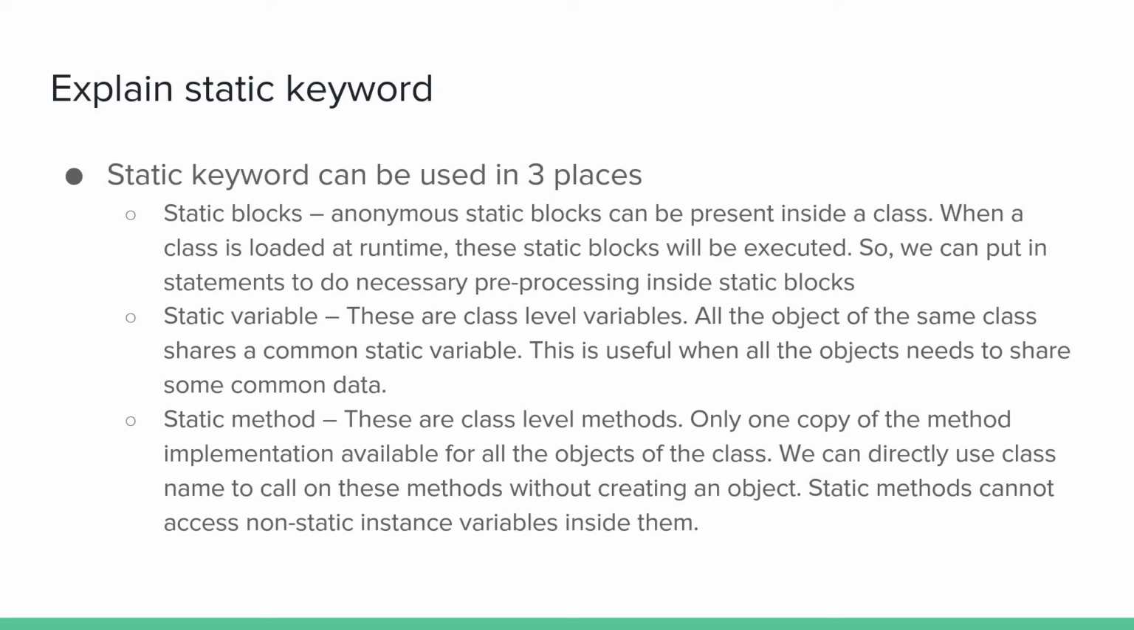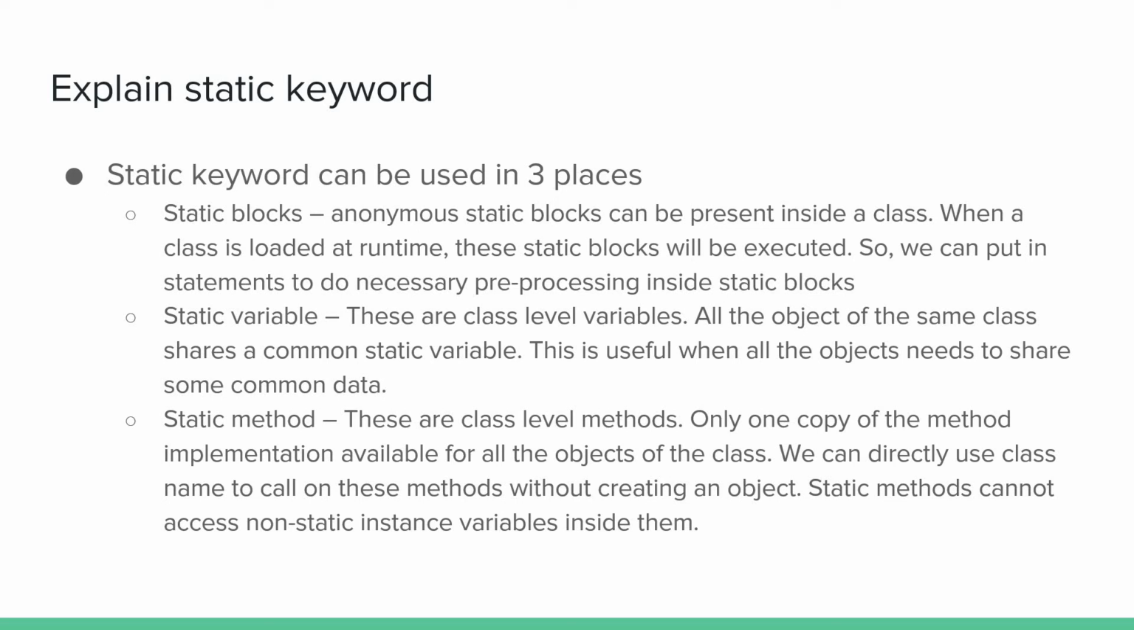Static variables, on the other hand, are class level variables. All the objects of the same class share a common static variable, and this is very useful when all the objects need to share some common data. And static methods next are class level methods. The previous one was class level variables, but this one is class level methods.